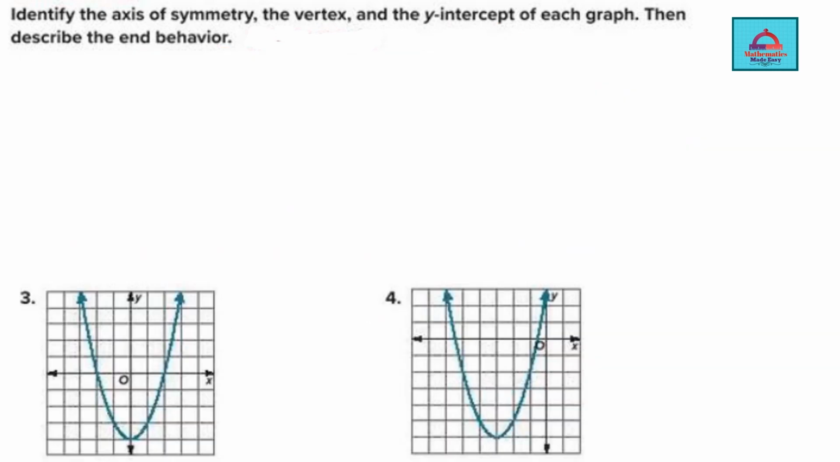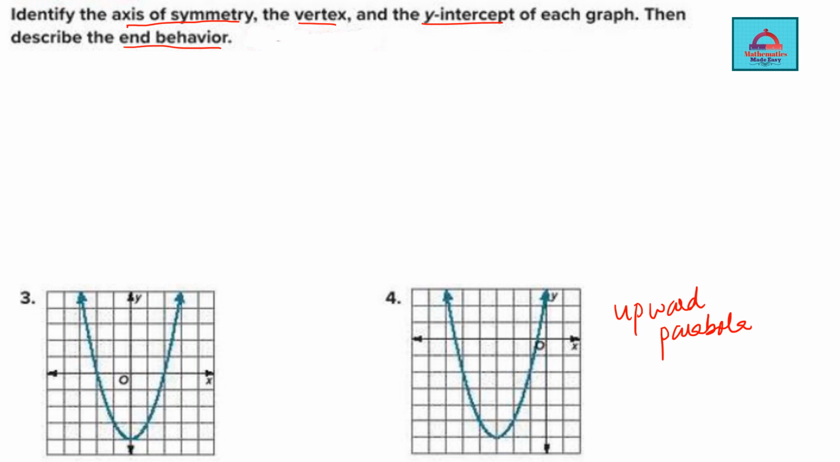Now, even if they change the graph, the method to solve is still the same. Again, in this question, you need to find the four same things: axis of symmetry, vertex, y-intercept, and the end behavior. You can see both of them are upward parabolas. Because they are upward parabolas, they are going up, so it is going to increase for both.